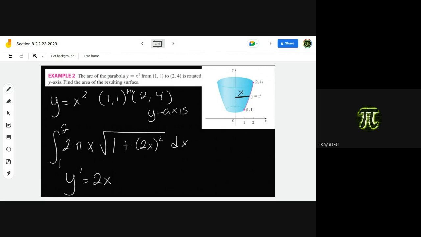Why isn't it a function? Because the x is constantly changing. Right, but it's changing based on the x. It's changing at all values from 1 to 2, which is what my integral is telling me.